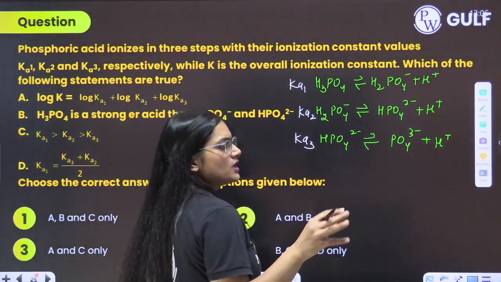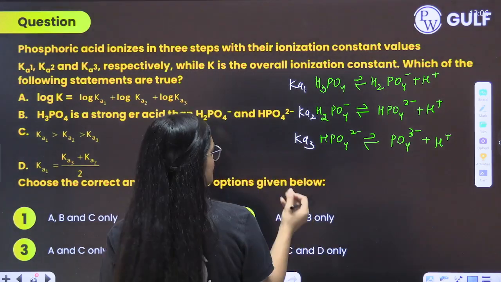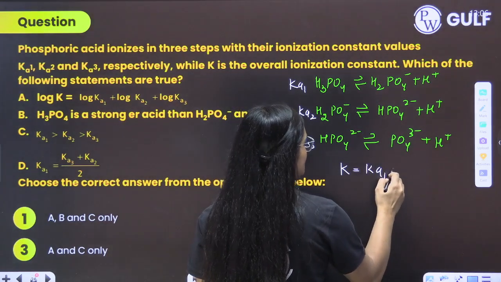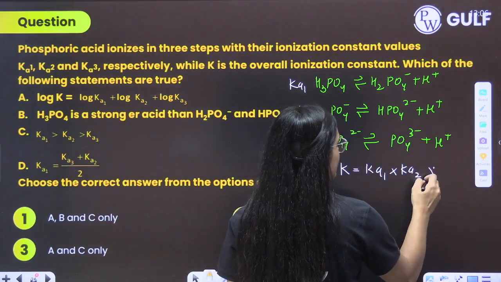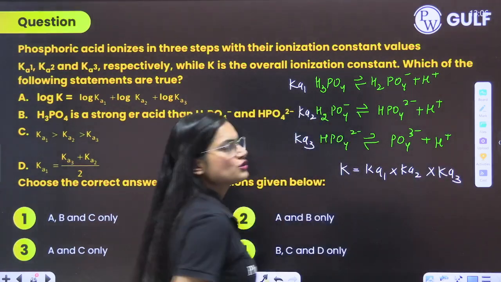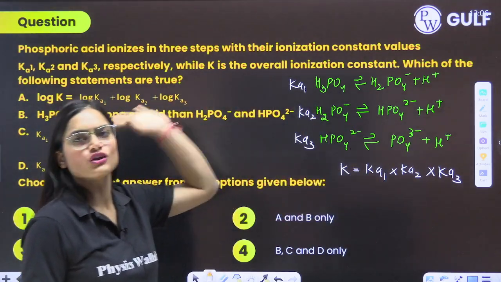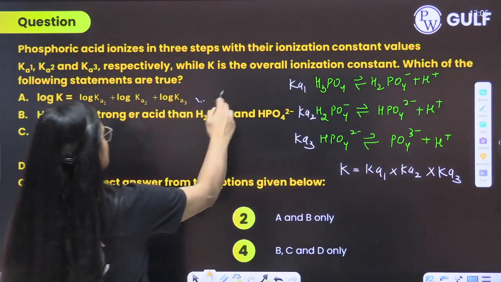Yes, for the overall reaction, your K will be equal to Ka1 into Ka2 into Ka3. So if you take the log, log K will be equal to log K1 plus log K2 plus log K3. So statement 1 is correct.